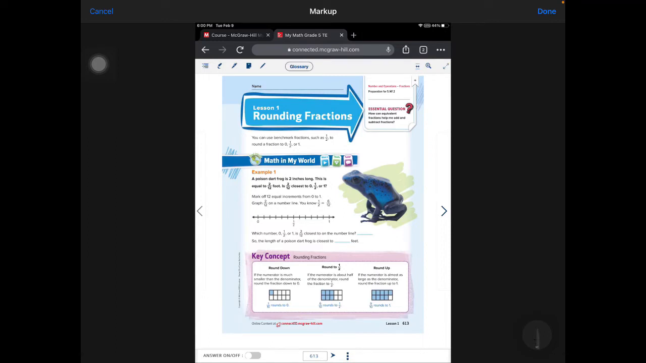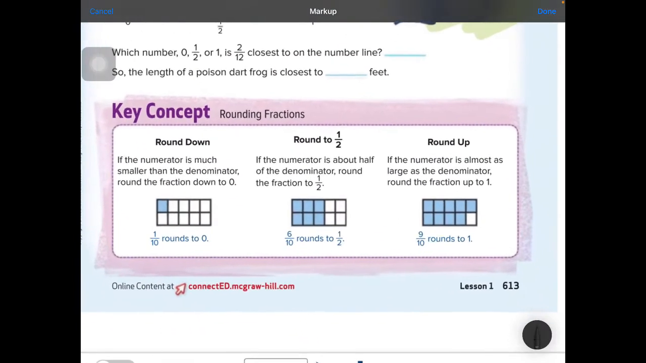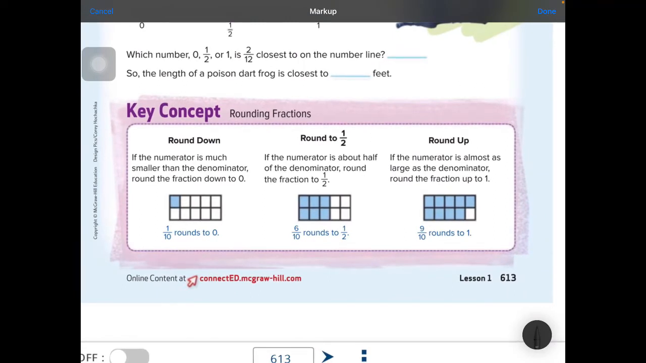Lesson 1, page 613 in your math books. We are rounding fractions. Now, you need to understand that fractions are parts of a whole. So, for example, there's 1 out of 10 that are here. This fraction is going to round closer to 0 because there's not very much in there.